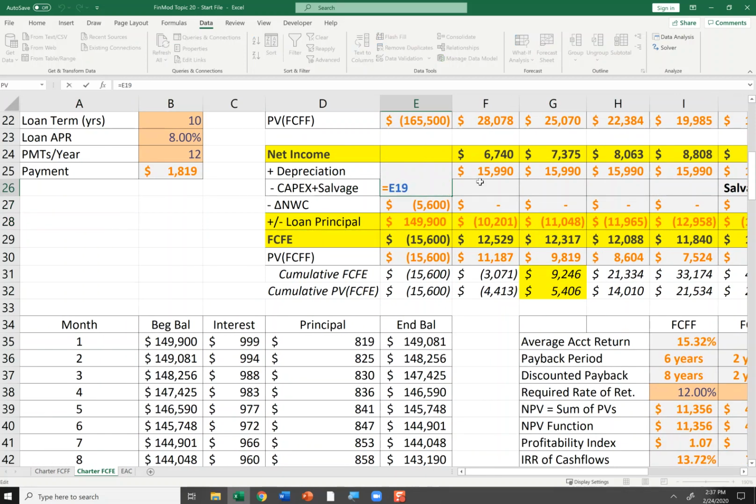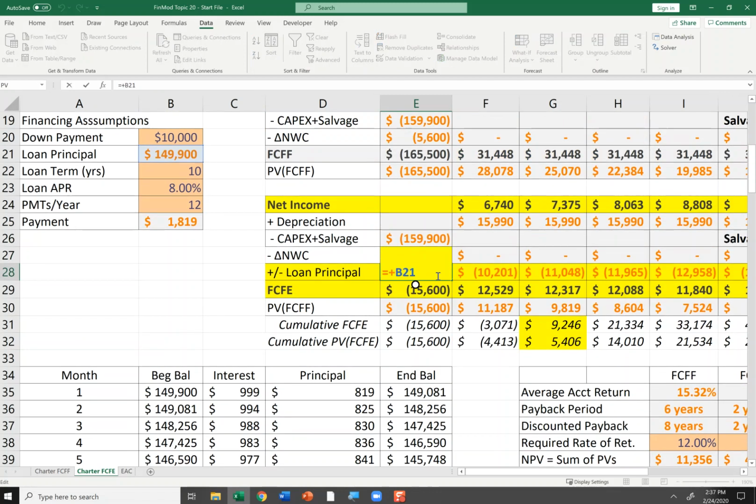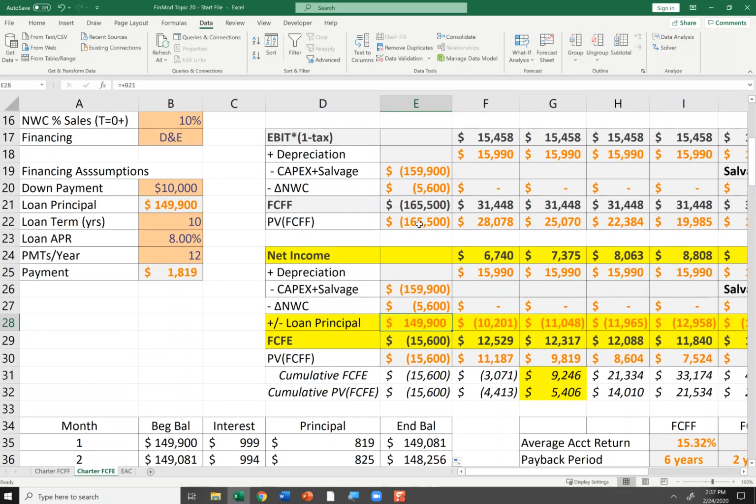I'm going to pay $159 and put $5,600 in the bank for working capital. However, I'm going to get a loan for $149, so that's going to be an inflow. So my business is not costing me $165 anymore. With the loan, it's only costing me $15,000. However, I need to start paying off that principal. Notice I have a formula here.